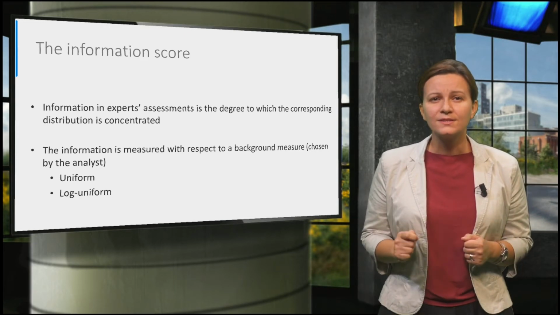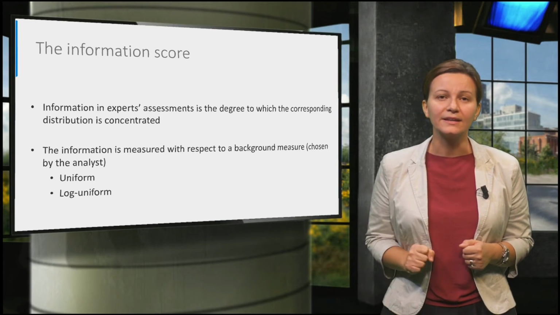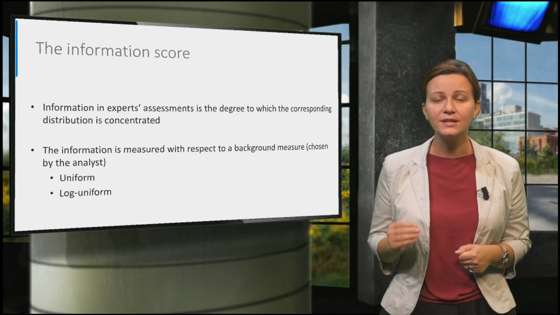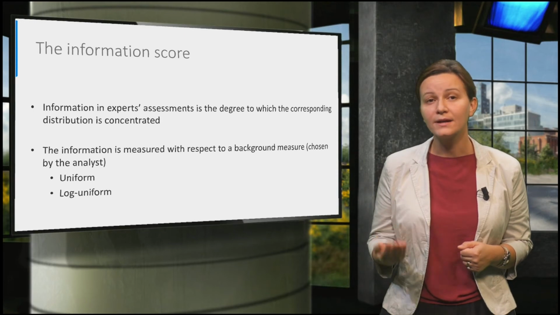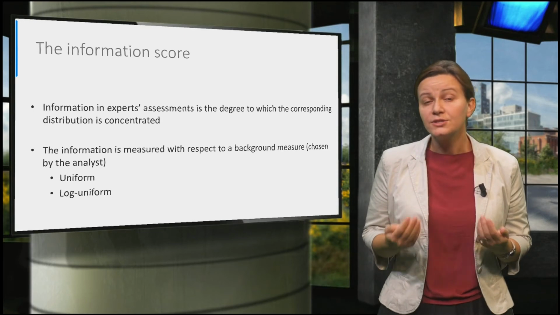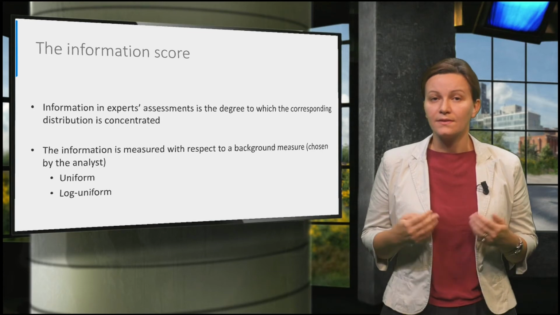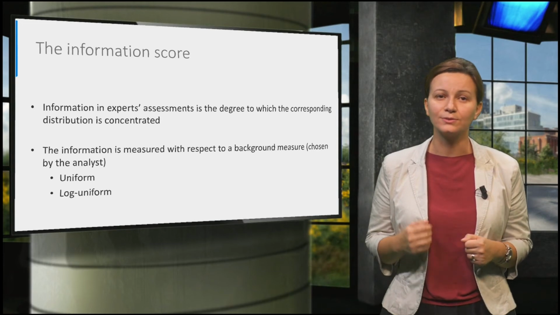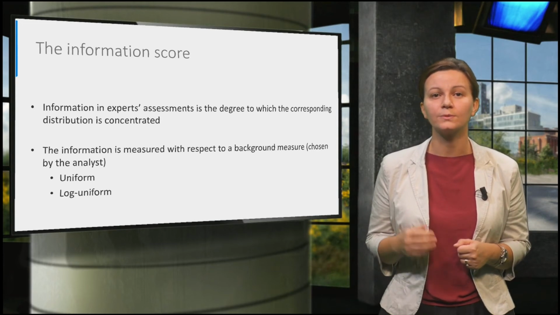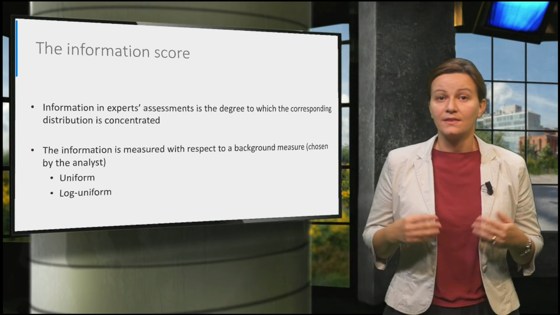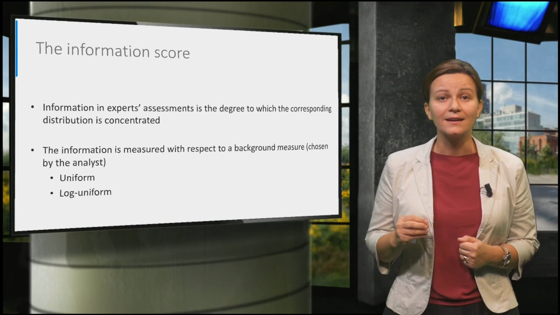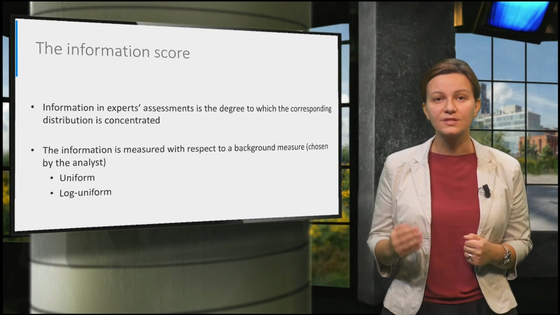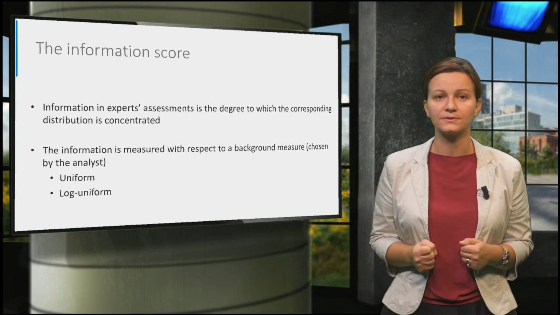Bear in mind though that this is just an intuitive check and should not be replaced by the actual calculation of the information score. Also, the information score is measured with respect to a background measure or reference, which is chosen by the analyst. The background measure is either the uniform or the log uniform. In all the examples that you have seen or will see throughout this course, we will use the uniform measure. The motivation of these choices is that they are the least informative available measures, and any information should be quantified with respect to this least informative background.